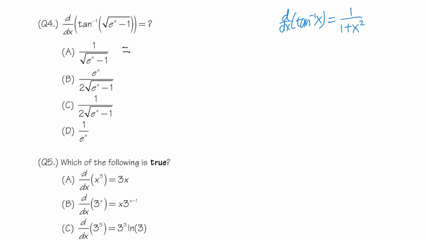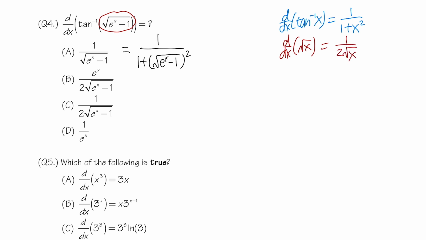Here we go. This is equal to 1 over 1 plus, let me put a parentheses, square. The inside is that square root, so go ahead and enter the square root, e to the x minus 1, and then we multiply by the derivative of the inside. Right here, let me remind you guys, the derivative of the square root function is 1 over 2 square root of x. Here we multiply by 1 over 2 times the square root of that inside, which is e to the x minus 1. Are we done?